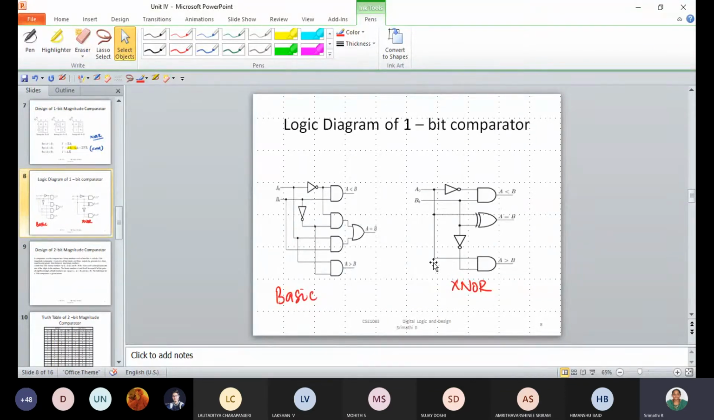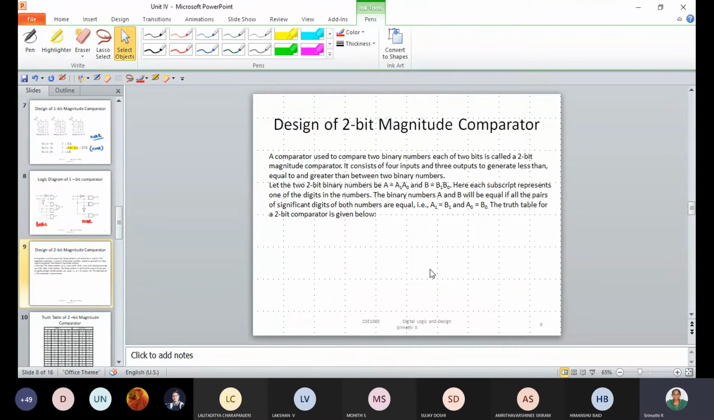Let me go ahead with the 2-bit magnitude comparator. A 2-bit magnitude comparator means you again take the same numbers A and B, but A will have 2 bits, namely A naught and A1, and similarly B1 and B naught. So you have 4 input bits now, 2 power 4, so 16 input combinations.